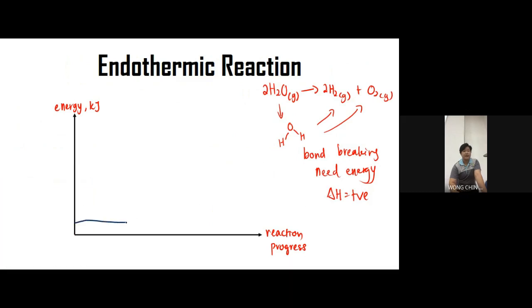So from low, forgive my bad drawing. Okay, put down your reactant. My reactant over here is my 2H2O gas. And I have my product: 2 hydrogen gas and oxygen gas.